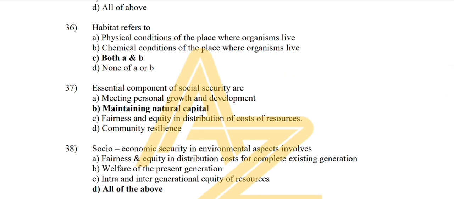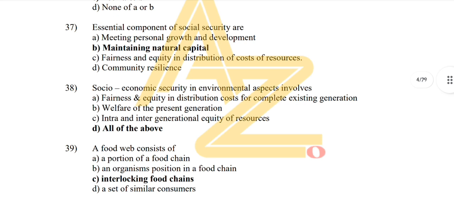Habitat refers to both the physical condition and the chemical condition of the place where organisms live. 37th question. An essential component of social security is maintaining natural capital. Socio-economic security in environmental aspects involves all the above.